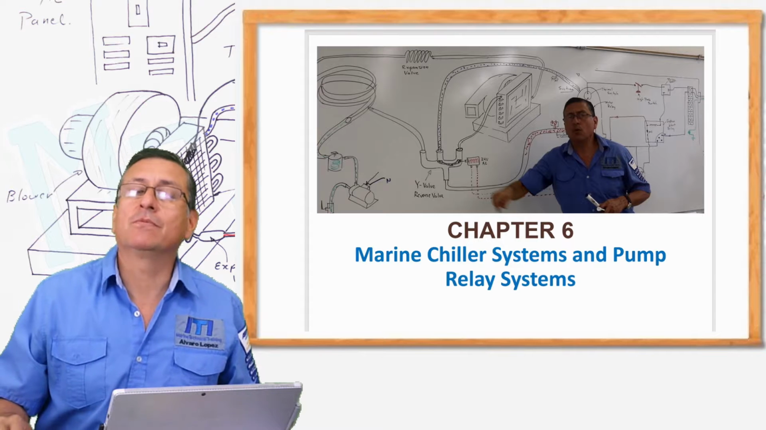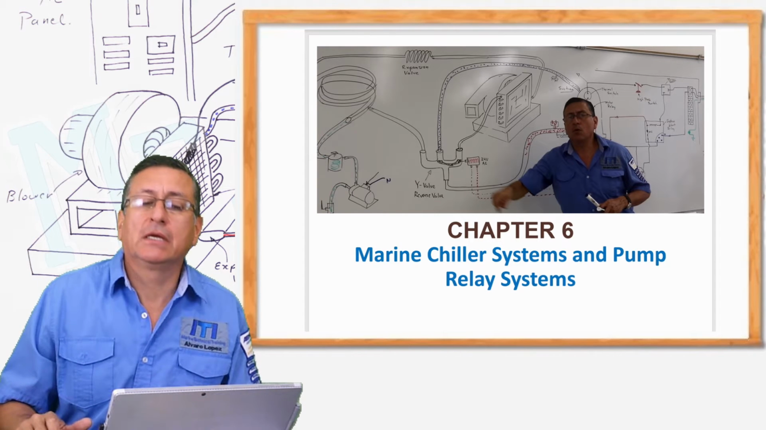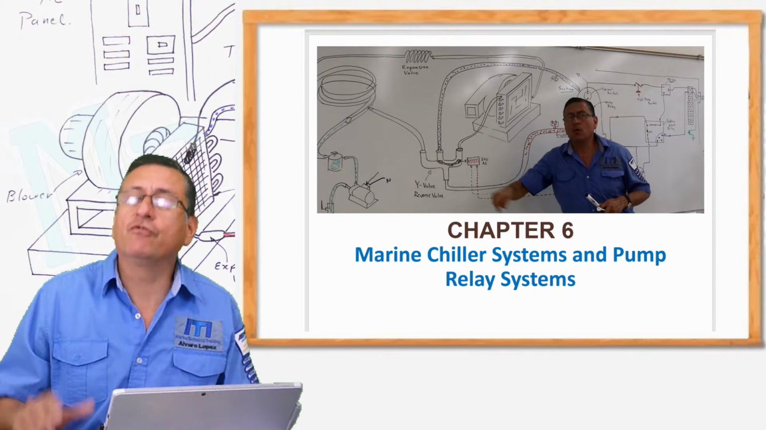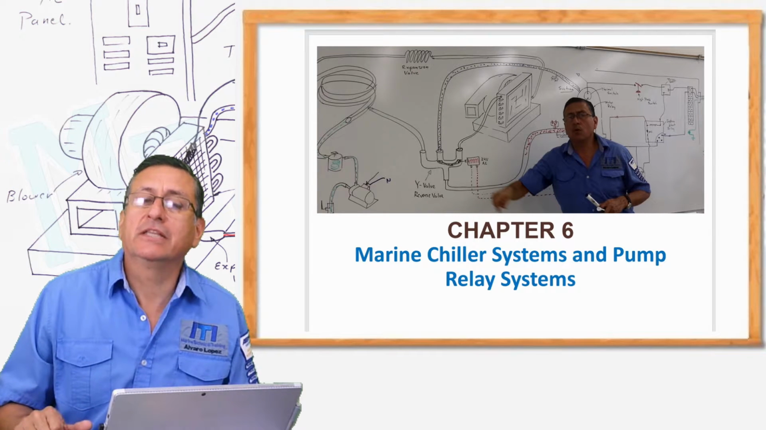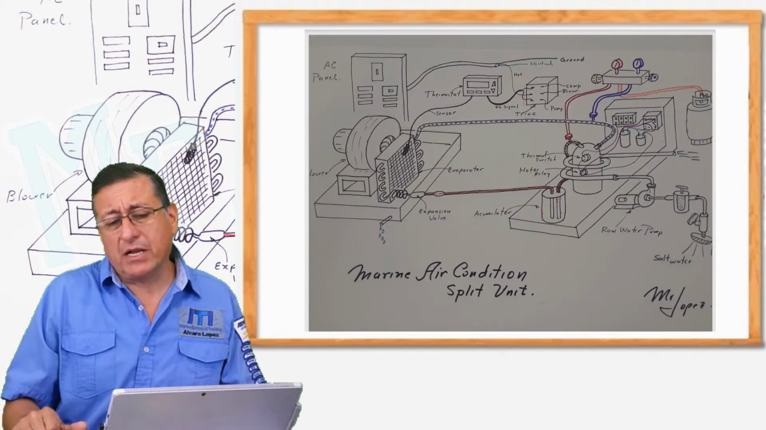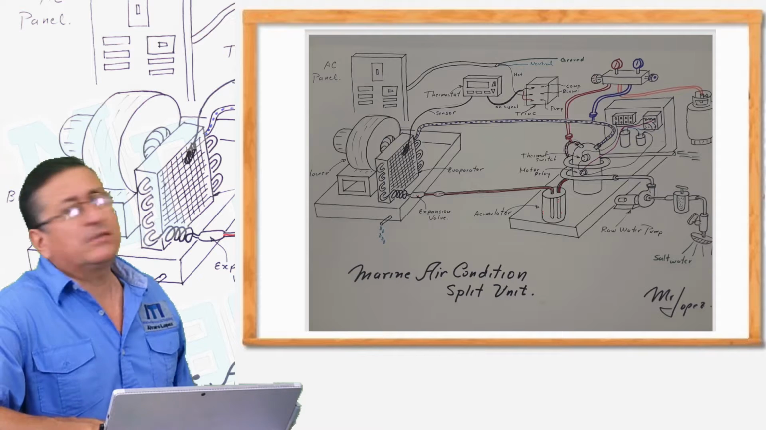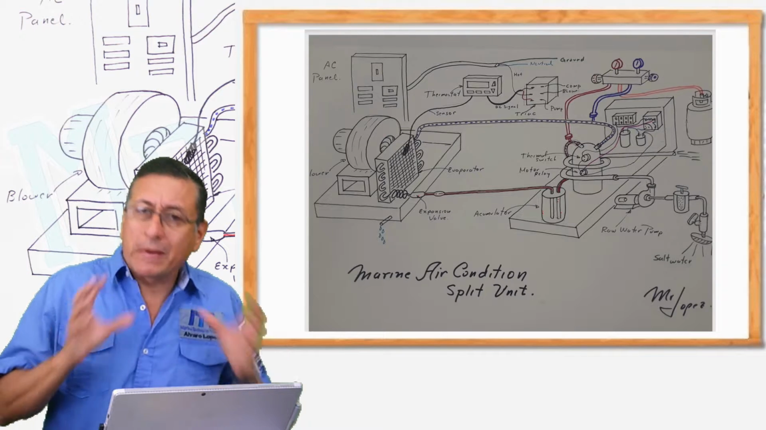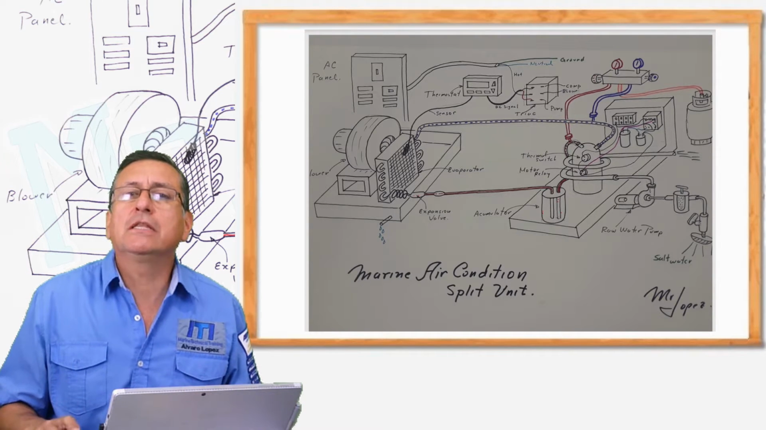The chiller system. What is the meaning of the chiller system? A lot of people have a confusion about the chiller system. You remember our traditional air conditioning system? This is a split unit. You remember what is the meaning of a split unit?